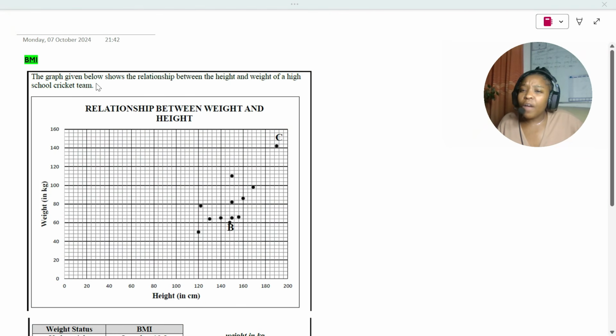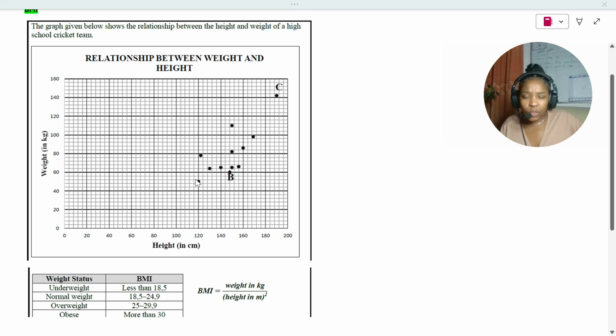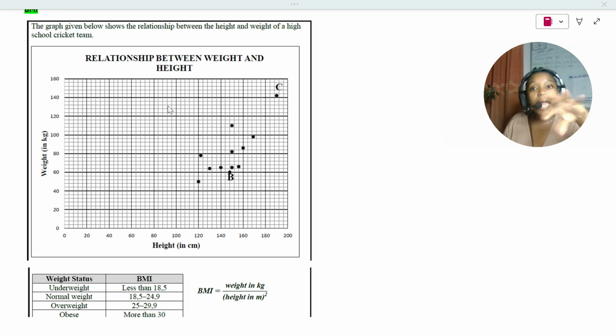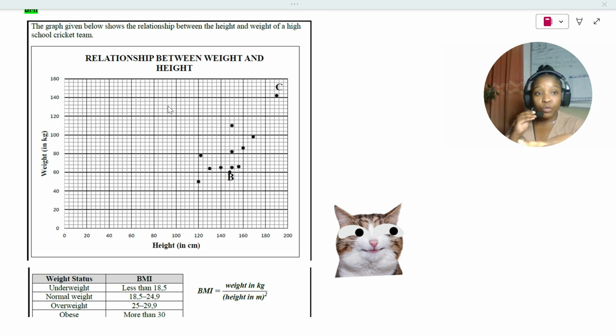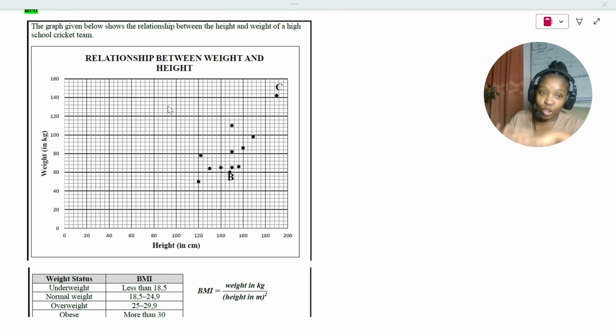So it says that the graph given below shows the relationship between the height and the weight of a high school soccer team. What type of graph is this one? If you've been studying your data handling and looking at different types of graphs, you should be able to identify that this is actually a scatter plot. So we are given a scatter plot here.